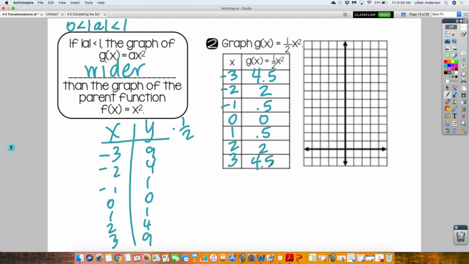And remember, these give you the points that you can use to graph your quadratic. Okay? So go ahead and everybody plot these points. Everybody should plot these points now.